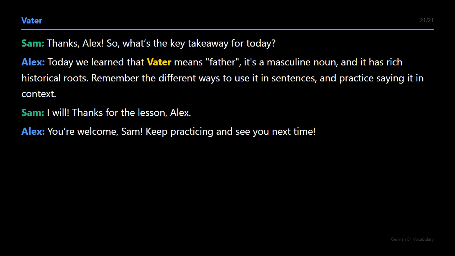Thanks, Alex. So, what's the key takeaway for today? Today we learned that Vater means father, it's a masculine noun, and it has rich historical roots. Remember the different ways to use it in sentences, and practice saying it in context.